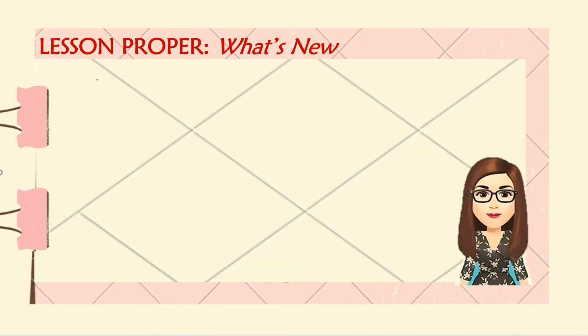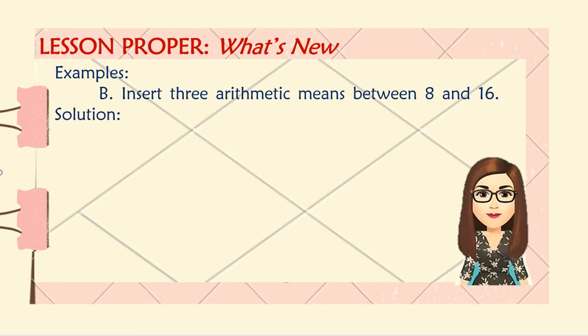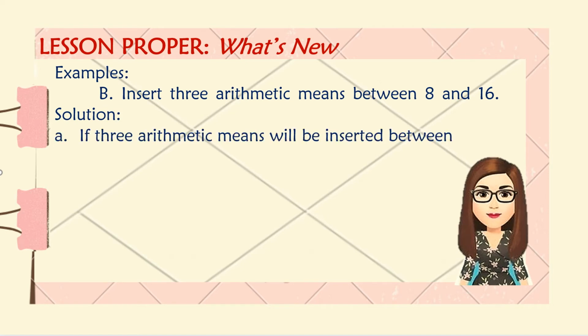Okay, so let's have example number 2. Okay, so insert 3 arithmetic means between 8 and 16. Okay, so ibig sabihin, mag-insert tayo ng tatlong arithmetic means between 8 and 16. So, paano natin yun malalaman? Ano yung tatlong numbers na yun sa pagitan ng 8 at 16? So, if 3 arithmetic means will be inserted between 8 and 16, then A sub 1 is 8 and A sub 5 is 16. So, paano nangyari yung A sub 5 natin ay 16?